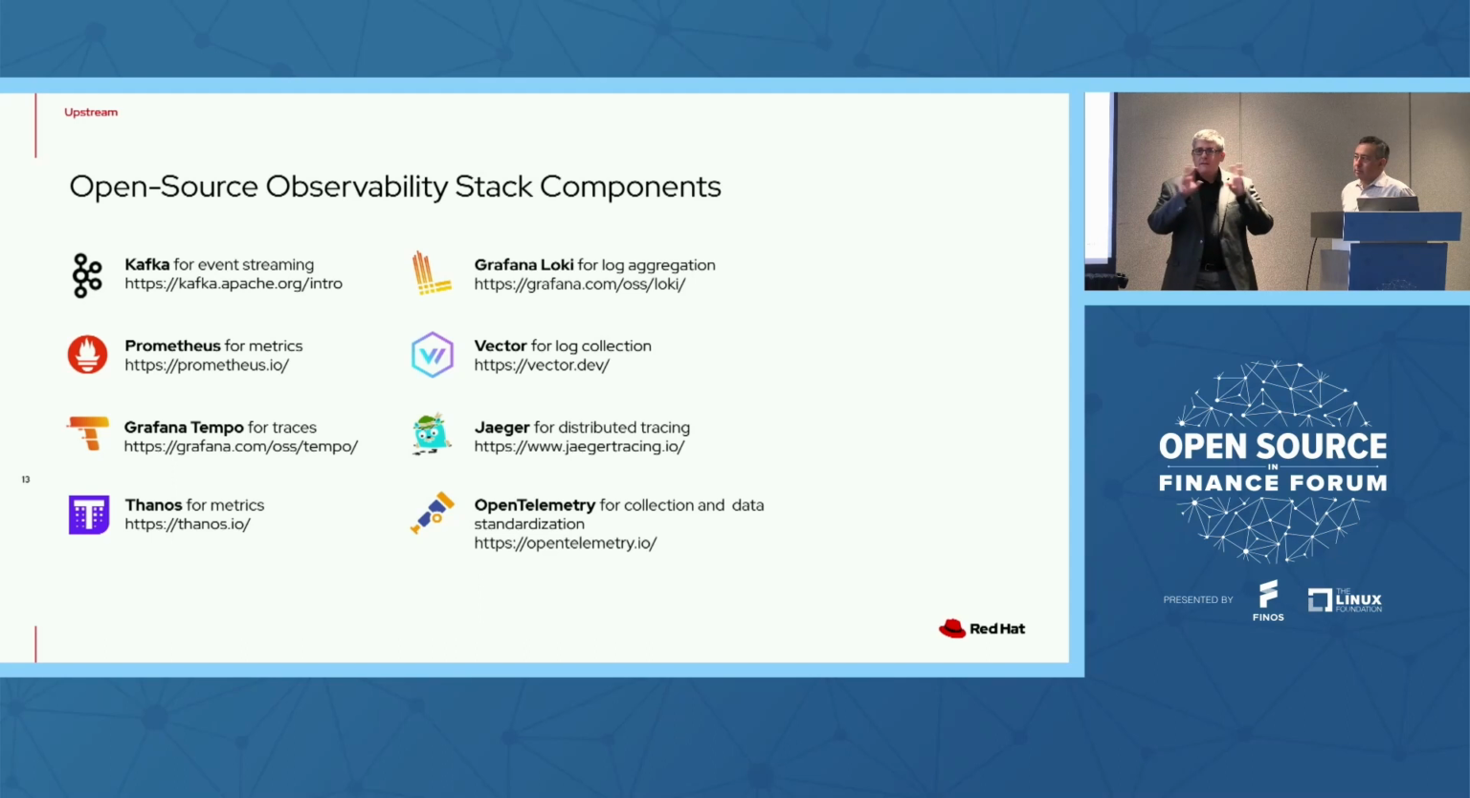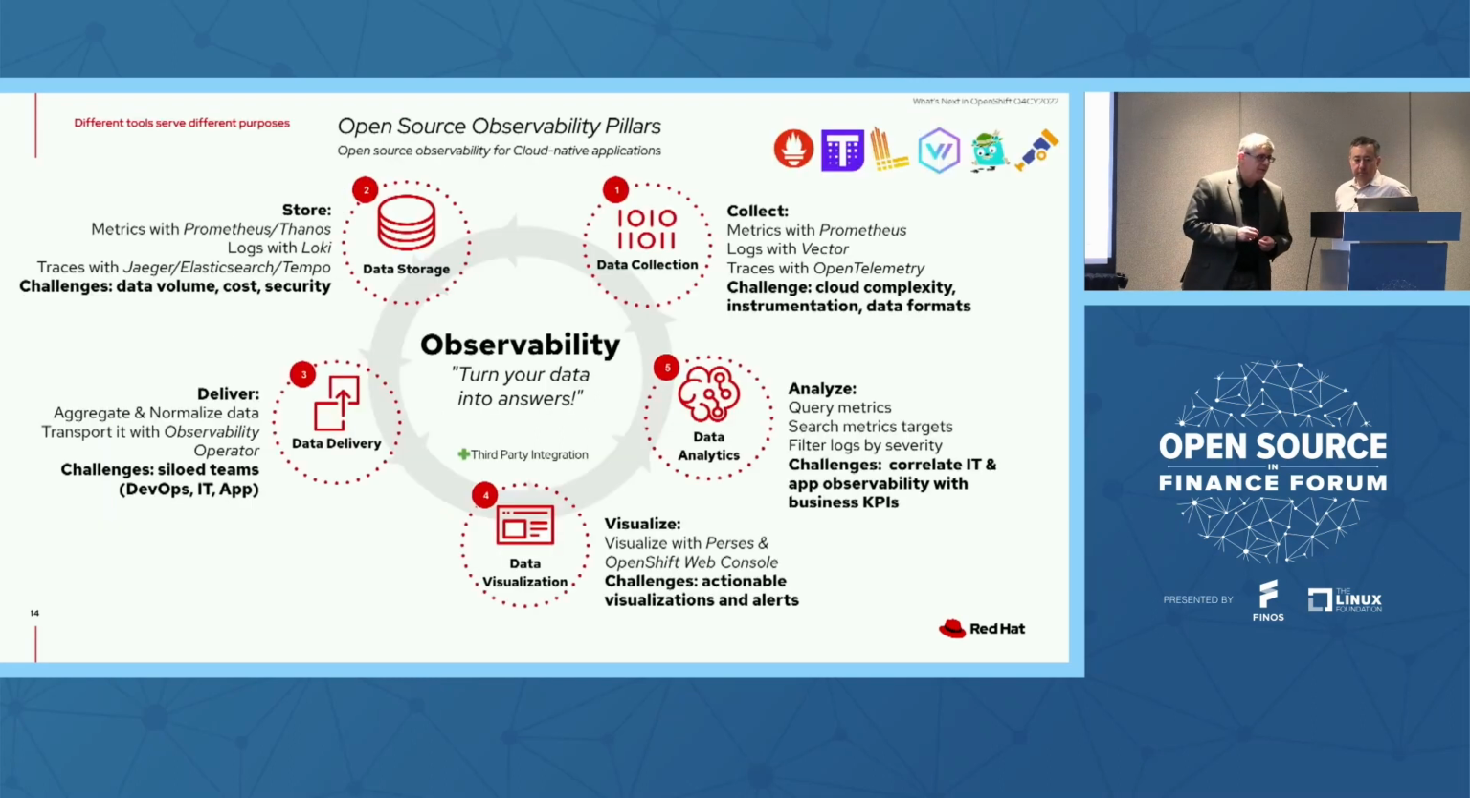There's a lot of them, and for each one of them, the first question is, why do we have so many? What functions do they serve? How do they work together? And I think for understanding that, it's good to understand the cycle of observability. It's not just about collecting data. It's covering the entire life cycle of the data from the moment when it leaves your application to the moment where it actually helps make decisions.